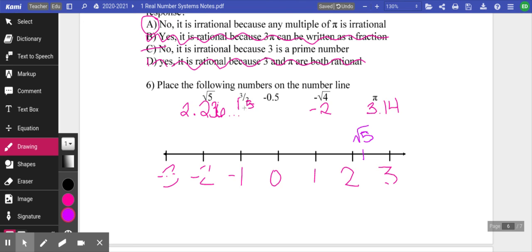The next one we have is 1.5, which would be in the middle of 1 and 2. And again, we want to use the original, which is 3 over 2. Negative 0.5 is going to be in between 0 and -1, which would be here. And -2 is going to be right on -2 here, which we want to always use the original, negative square root of 4. And then pi, 3.14, is going to be about here. So again, we're just organizing this on the number line.